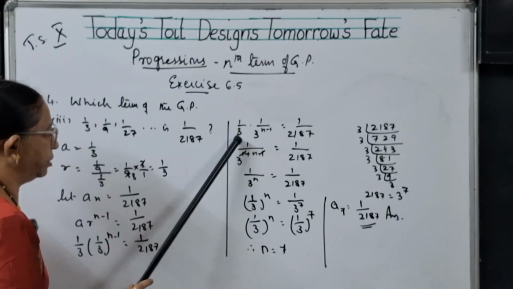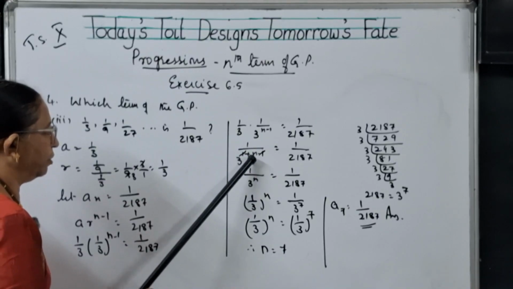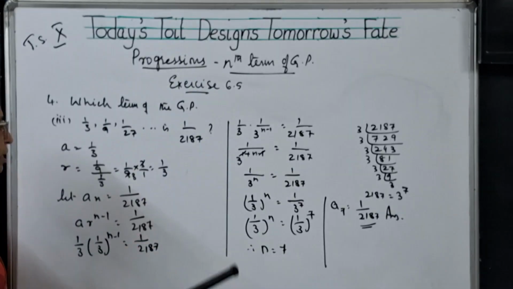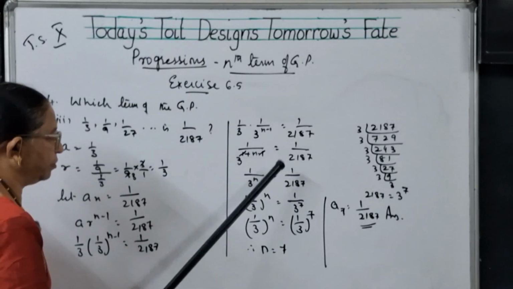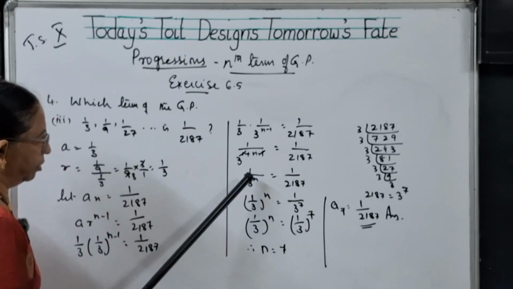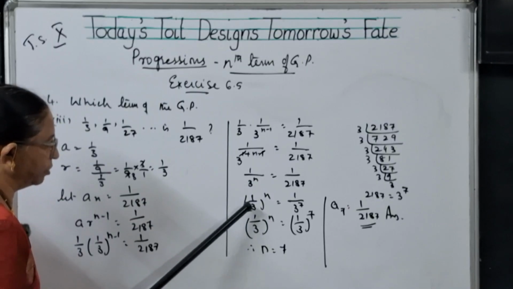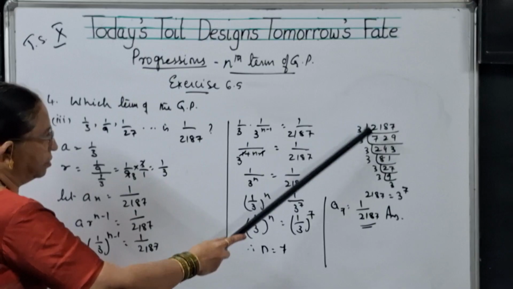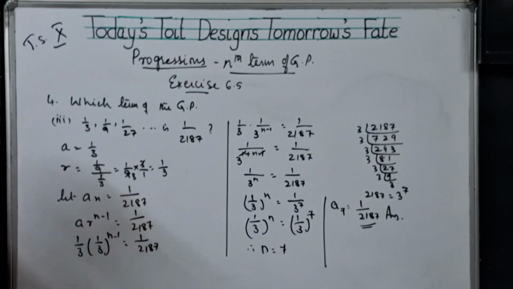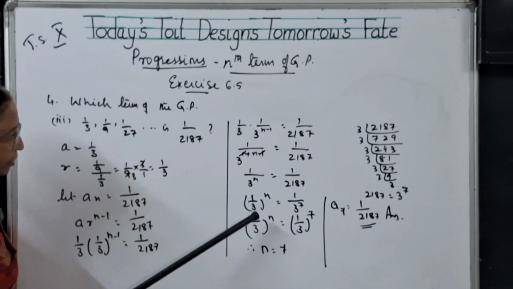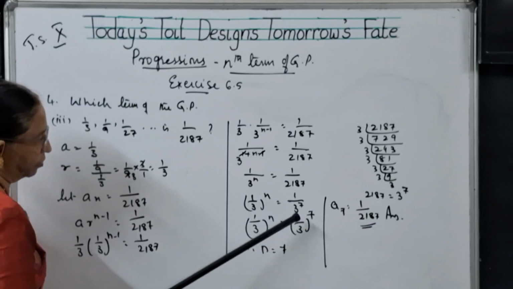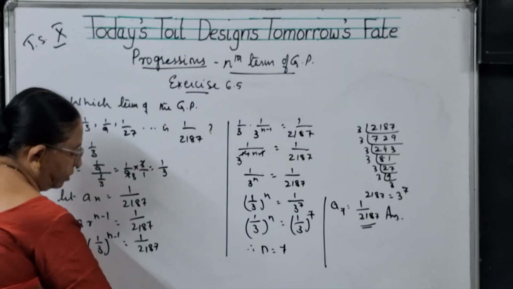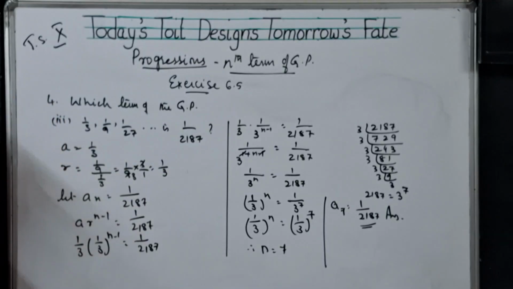That is 1 by 3. Bases are same, power should be added. 1 plus n minus 1 is 1 by 2187. Plus 1 minus 1 will get cancelled. 1 by 3 to the power of n is 1 by 2187. 1 by 3 to the power of n can be written as 1 by 3 whole to the power of n is equal to 1 by 2187. When I found factors of 3, I got 3 to the power of 7. That means 1 by 3 whole to the power of n is 1 by 3 whole to the power of 7. So n is equal to 7. So the seventh term is 1 by 2187.